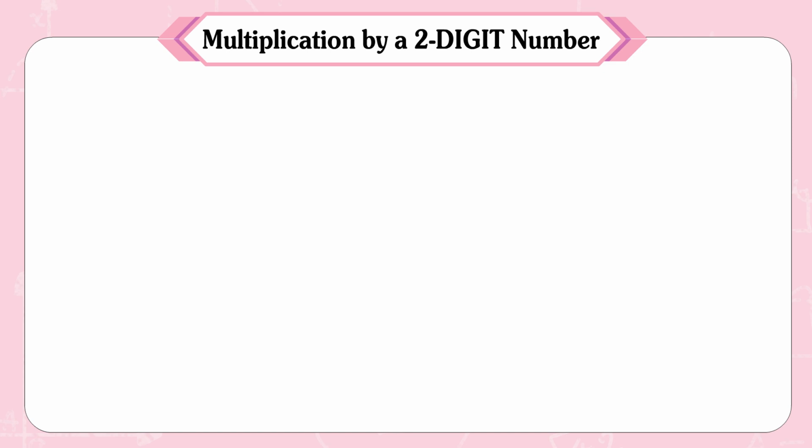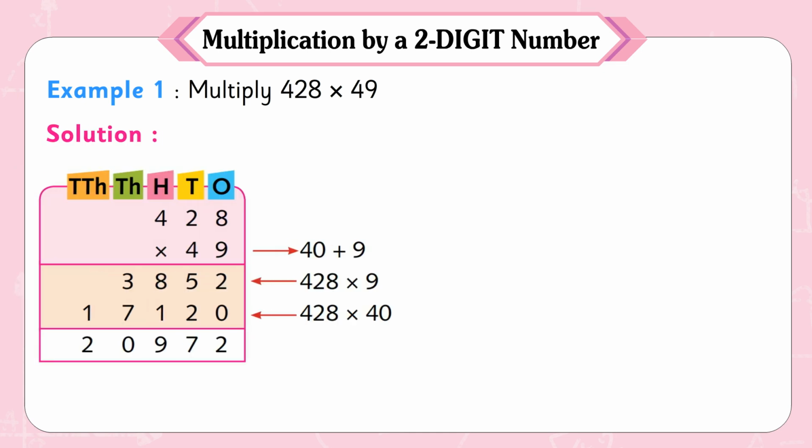Multiplication by a two-digit number. Example 1. Multiply 428 into 49. Solution. 428 into 49. 49 is 40 plus 9. 428 into 9 is 3,852. 428 into 40 is 17,120.